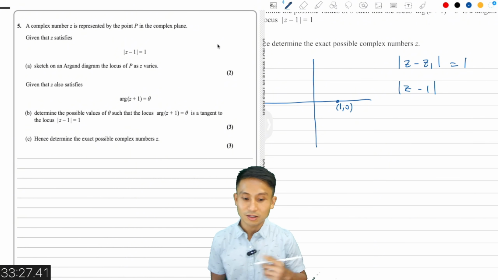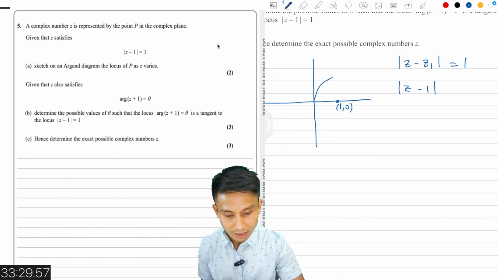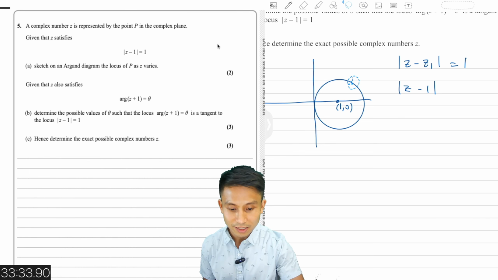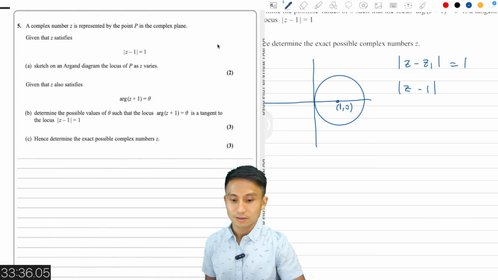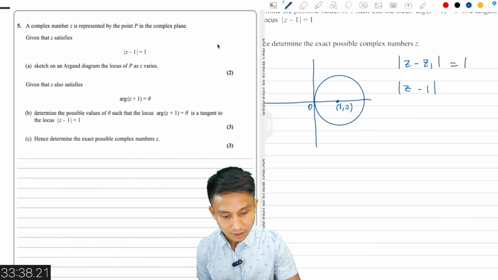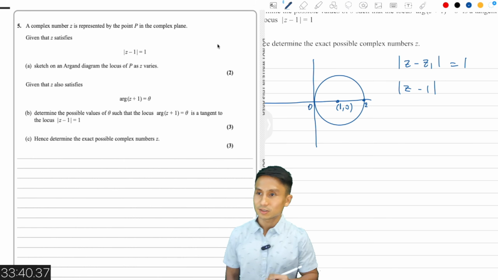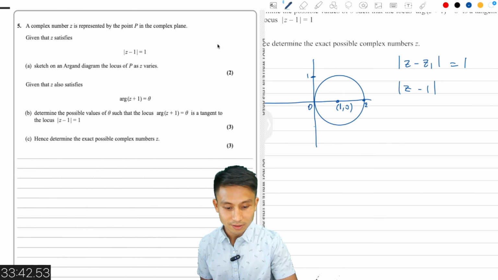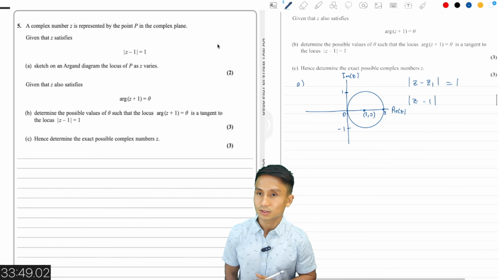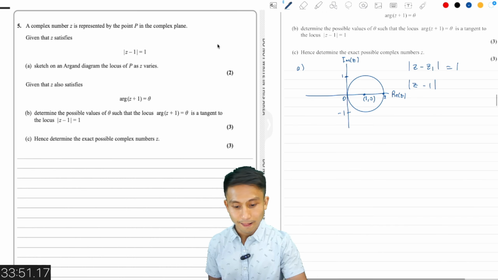And then we have a circle of radius 1, so that should look something like this, because the radius is just 1, so it should hit the y-axis like that. So this is 0 here, this is 2. And this is 1, this is -1, this is the real part, this is the imaginary part. Okay, so that's the locus of P.